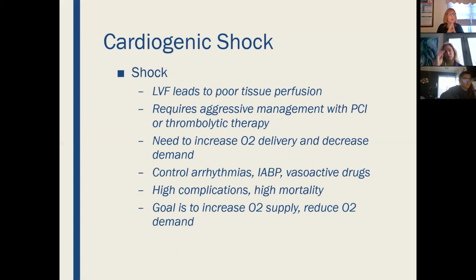So you've had this massive MI, and now left ventricular failure is so bad, and this can be pretty sudden. You can have an anterolateral or anteroseptal, just have a huge MI, and you have really poor tissue perfusion. It requires aggressive management if we're going to keep this patient alive. The mortality and morbidity of cardiogenic shock is very, very high.